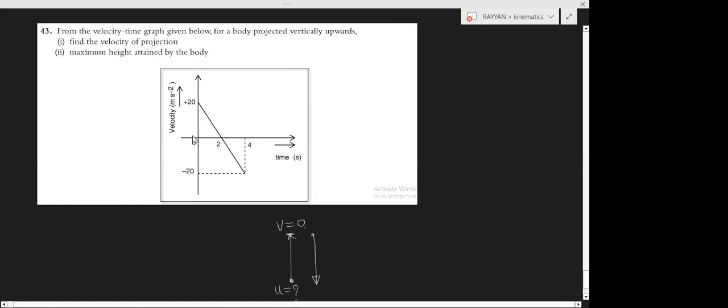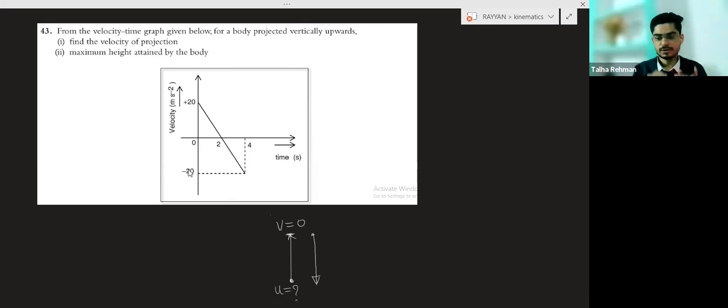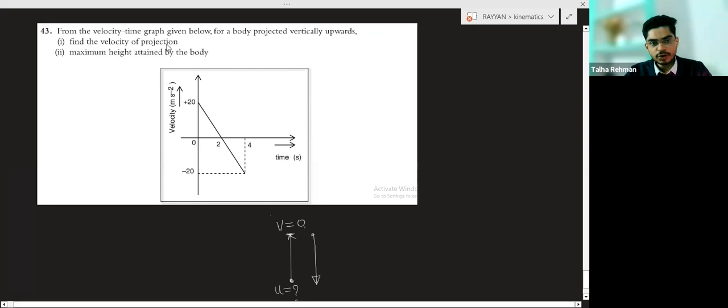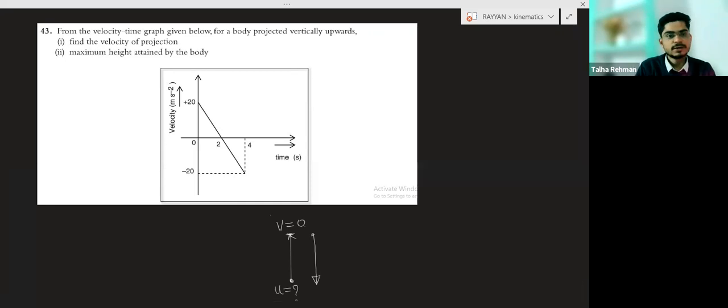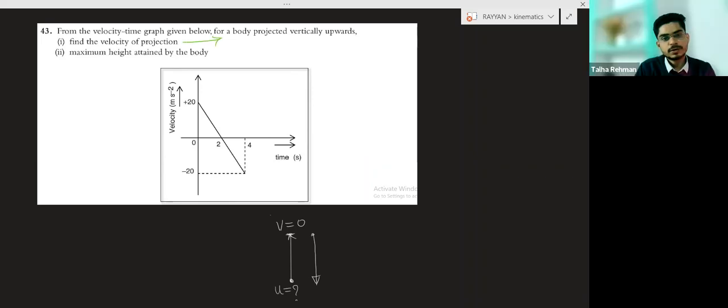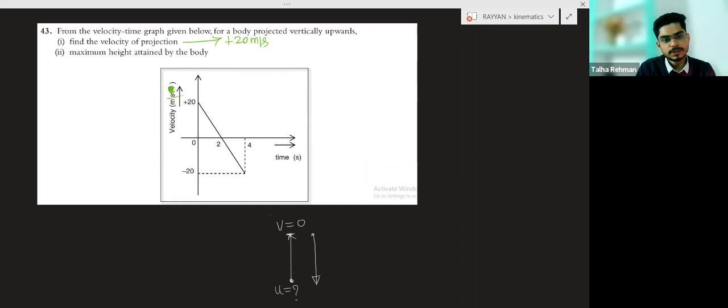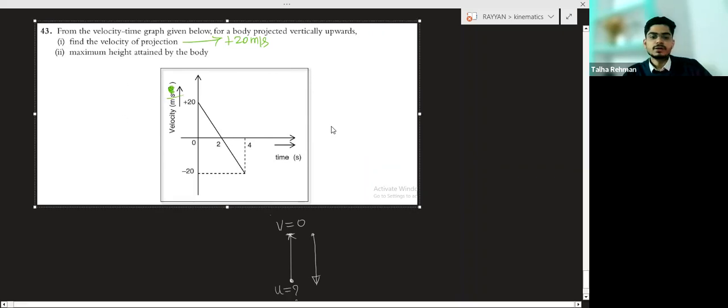You can see from this graph, initially the body has a velocity of plus 20. Why? Because the body is going in the upward direction, and upward direction we have taken positive. So the velocity of projection from this graph you will get plus 20 meter per second. Okay, so this is clear.